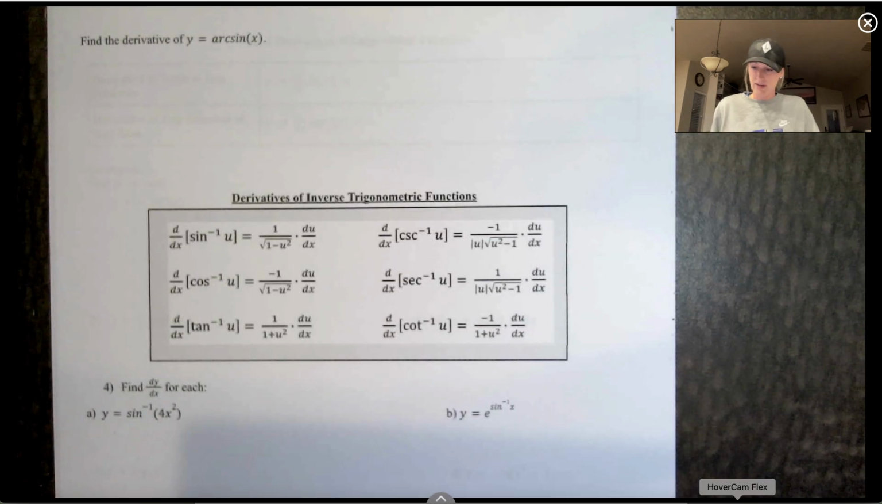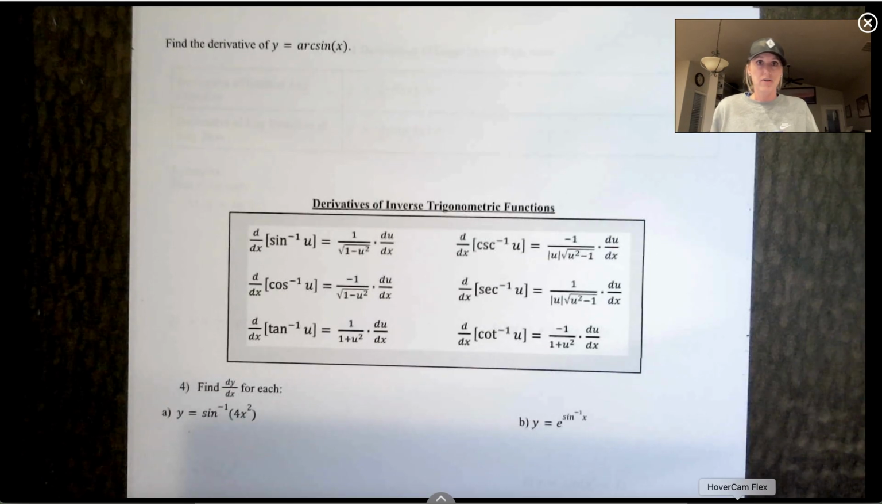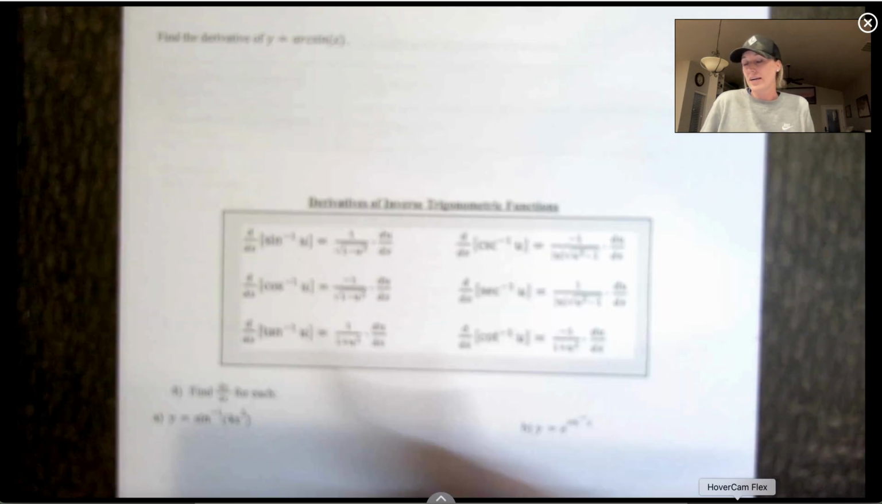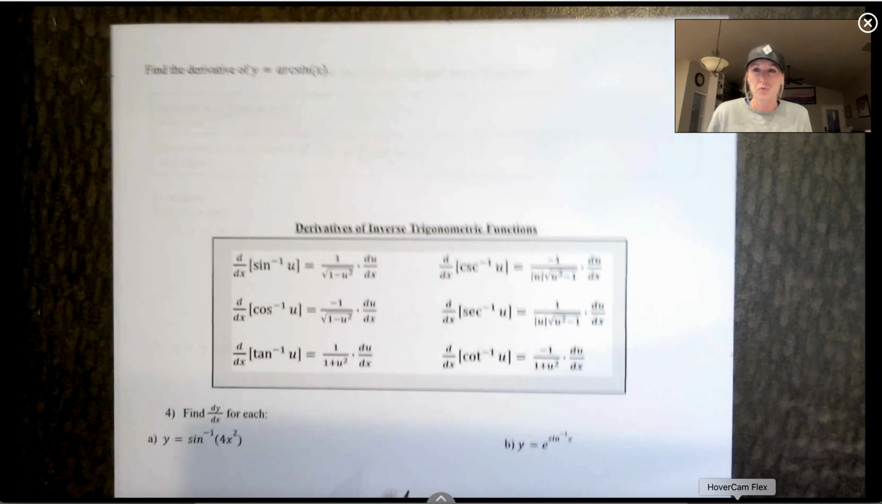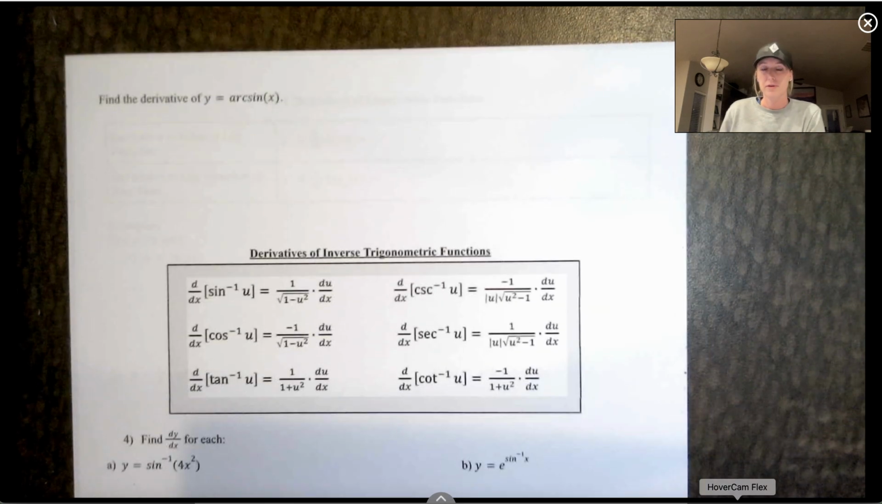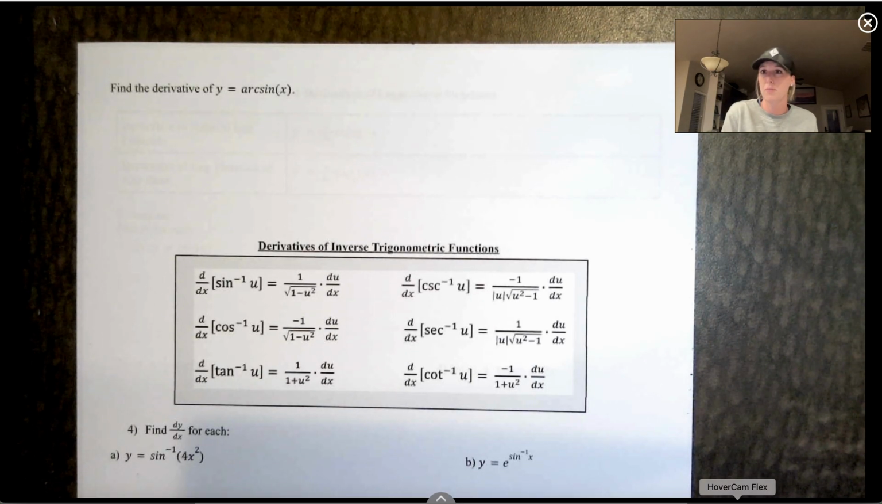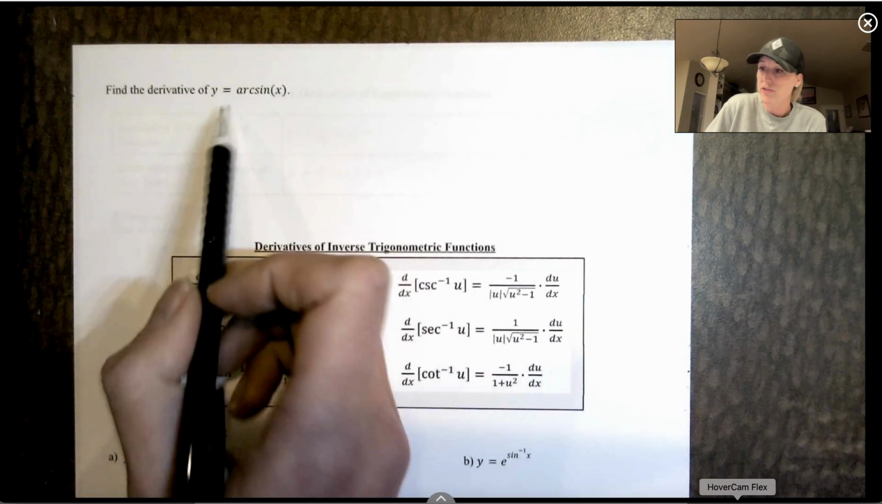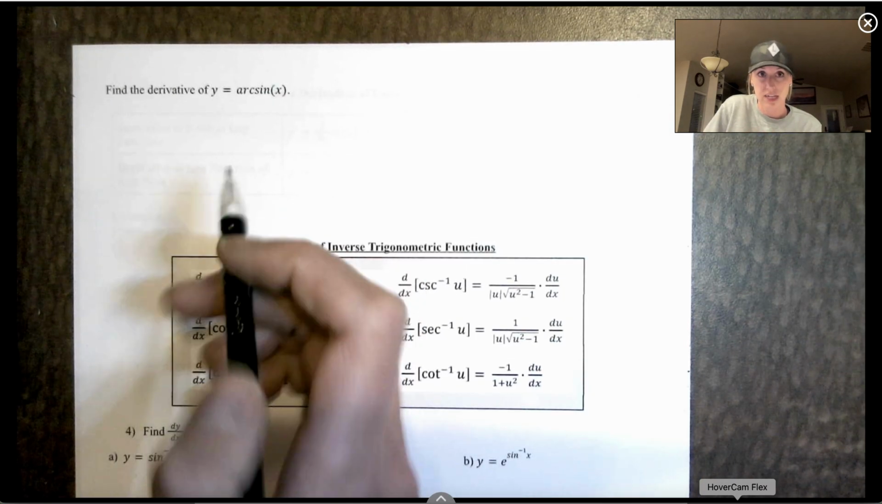All right. Okay, find the derivative of arcsine of x. This table already actually gives it to us, you guys, but I want to show you where this comes from before you just start committing them to memory, because I think that'll help it stick a little bit better. Okay, so arcsine is the inverse of sine.